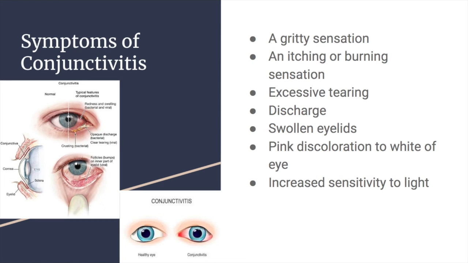as well as the excessive tearing. So, other than these visual symptoms, what you'd feel if you had conjunctivitis would be a gritty sensation, itching and burning, and then an increased sensitivity to light. But then, other than that, you just see the visual stuff like the excessive tearing, the discharge, and then swollen eyelids, as well as the pink discoloration to the white of the eye. And with that, we'll go to diagnosis.